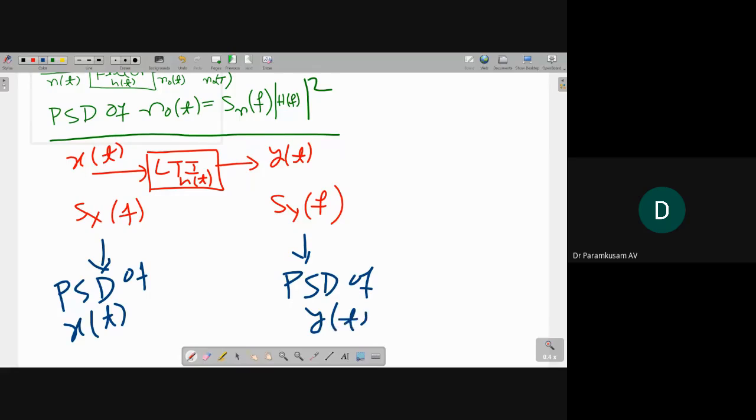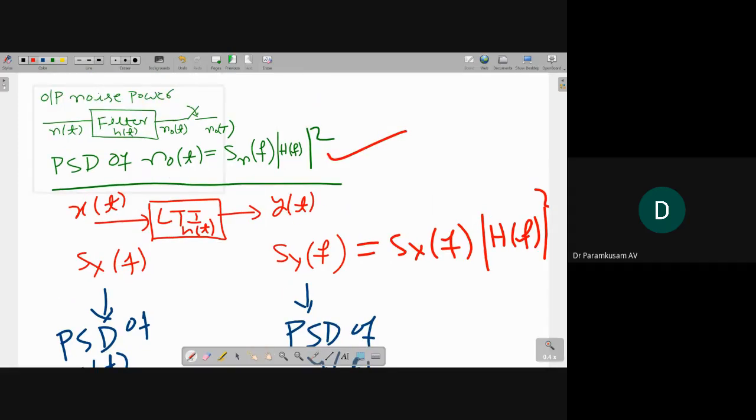So the relationship between the output power spectral density and the input power spectral density is: S y of f is equal to S x of f into mod H of f whole square. This is the equation. We will use the same equation here.